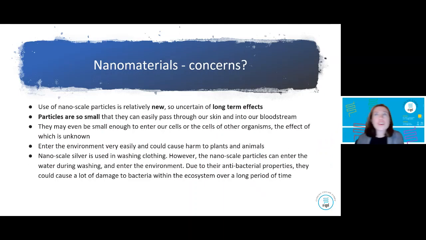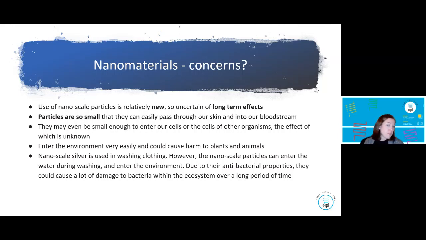So it all sounds good, but do we have any concerns? Are there any concerns regarding nanomaterials in particular? Well, use of nanoscale particles is relatively new. It's a relatively new technology. So at the moment, we are uncertain of what the long-term effects are, okay? The particles are so small that they can easily pass through our skin and into our bloodstream. So this may be of concern. They may even be small enough to enter our cells or the cells of other organisms, the effect of which is also still unknown, okay, because it is a new technology.